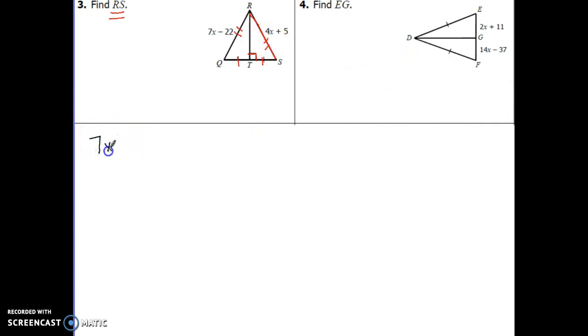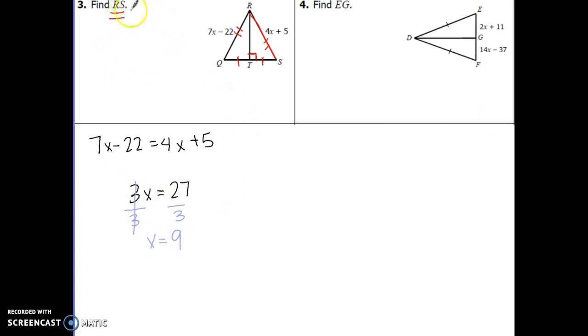So we will say 7x minus 22 is equal to 4x plus 5. We should have moved our smallest variable and combined our like terms. So we should have gotten 3x is equal to 27. And then our last step was to divide by 3. And we should have gotten x is equal to 9.